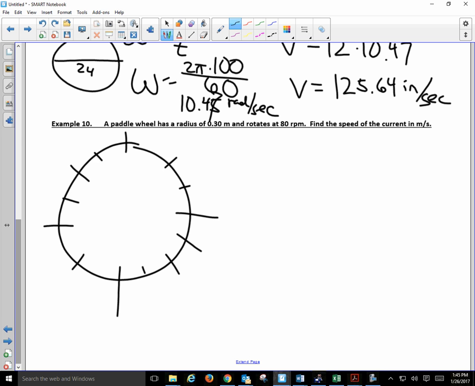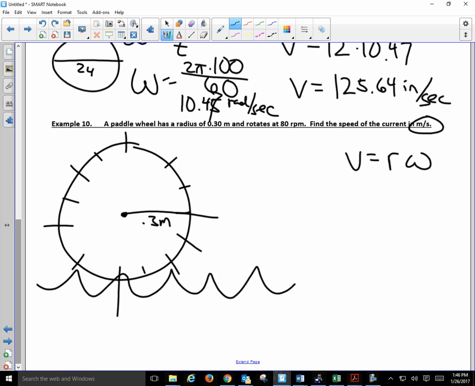So it says the paddle wheel has radius 0.3 meters. It rotates 80 rotations per minute. Find the speed of the current. So the current is going by and it's making the paddle wheel turn. If we can find that velocity, that's going to be the speed of the water. We want to find it in meters per second. Well, velocity is equal to r omega. What is r? 0.3 times omega. We have to find omega right now.